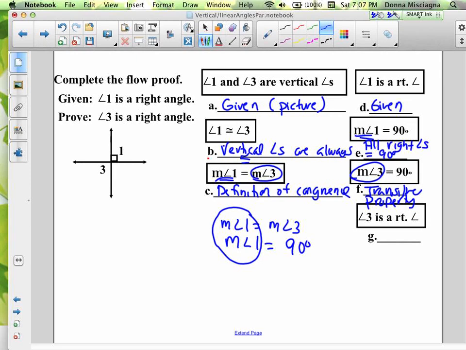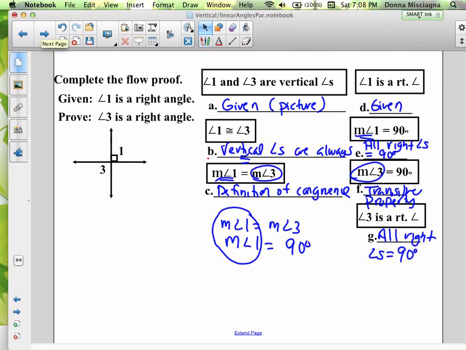And now that we know the measure of angle 3 is 90 degrees, we now know it's a right angle because all right angles equal 90 degrees. And there we go. We finished our proof. We did it.